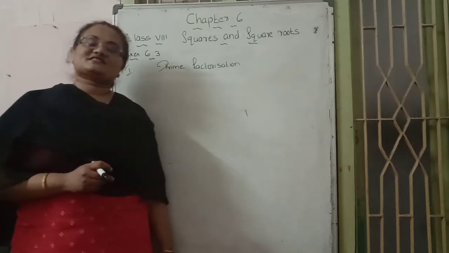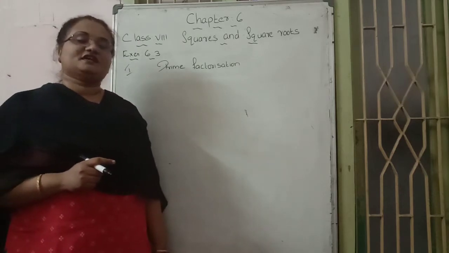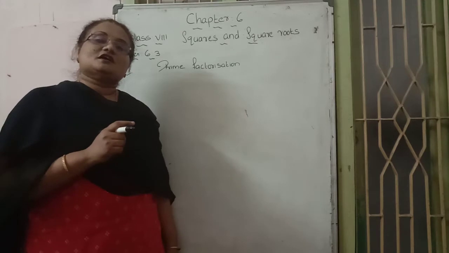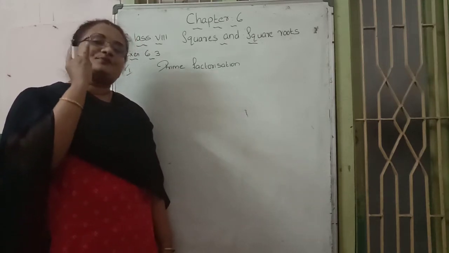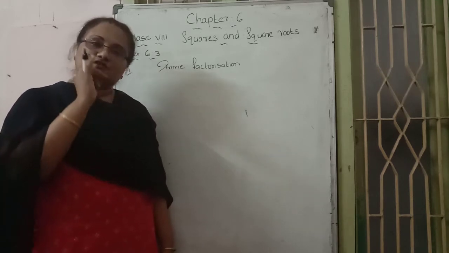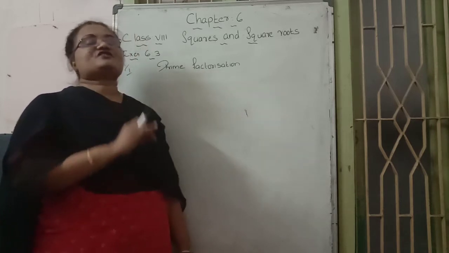We are going to discuss Chapter 6, Squares and Square Roots. In that chapter we already learned square root finding. There are two methods. One is the repeated subtraction method, which we already discussed in the last class. Now we are going to discuss the second method, the prime factorization method.